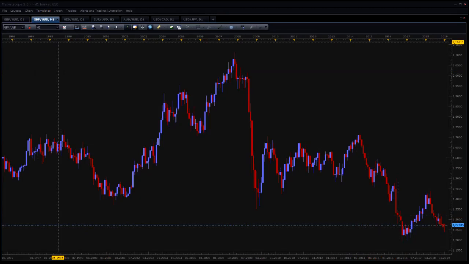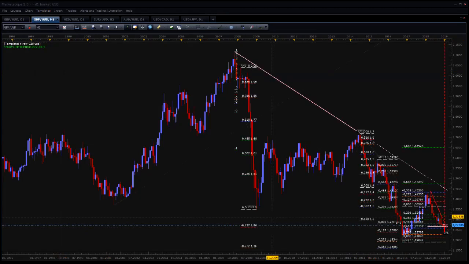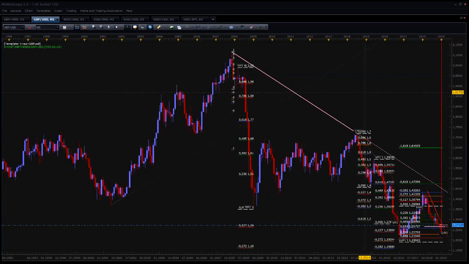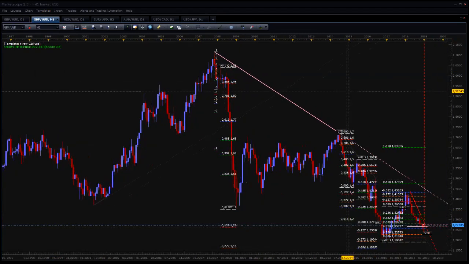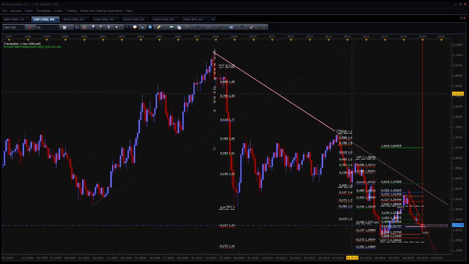Apply template, pound dollar. Yeah, some pictures are really good and some pictures are even better.